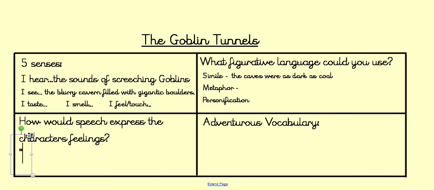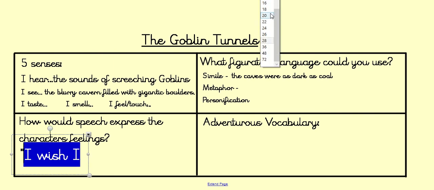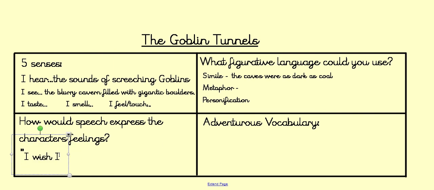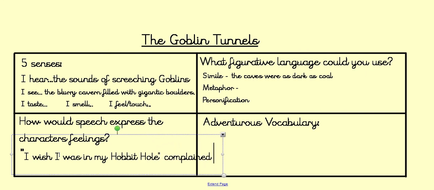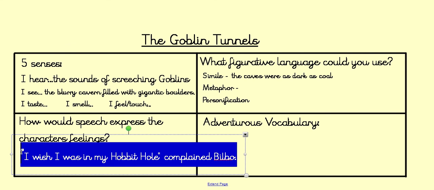Okay, now you need to think about how would speech express the character's feelings. Often, Bilbo wishes he was in his hobbit hole. So you might write about how Bilbo wishes he's in his hobbit hole. "I wish I was in my hobbit hole." And then how might Bilbo say it? Well, he might complain. Complained Bilbo. So as we can see, you could think about some speech that might go into there. And I've done that very quickly, and I've just thought of a very basic and quite boring example.